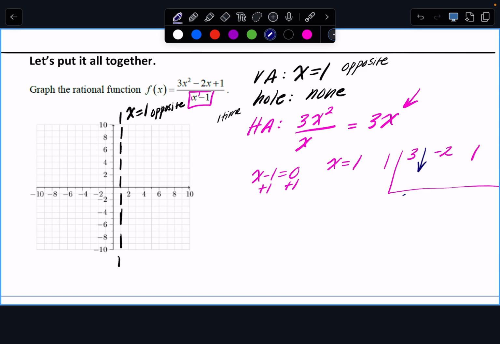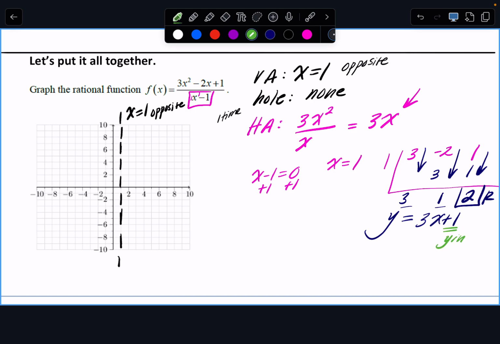We all know how to do synthetic division. We're going to add straight down, multiply up, add straight down, multiply up, add straight down. Isn't the final thing the remainder as long as I set it up correctly? I don't need the remainder for graphing. So what's the line? Y equals 3x plus 1. Those are coefficients.